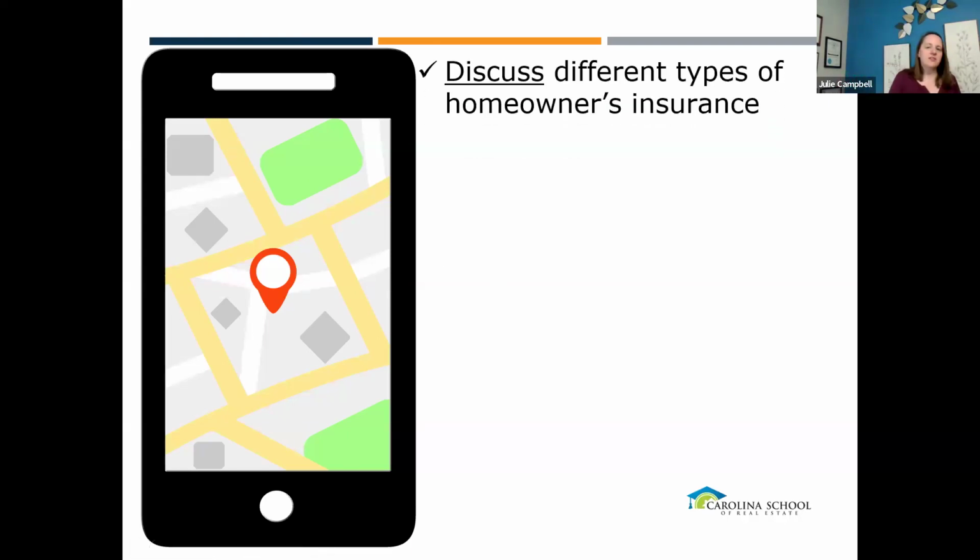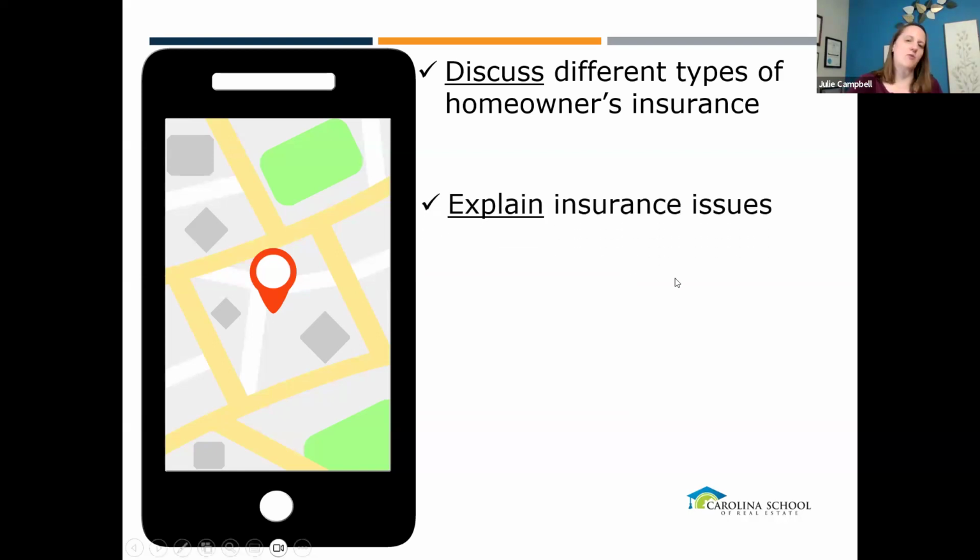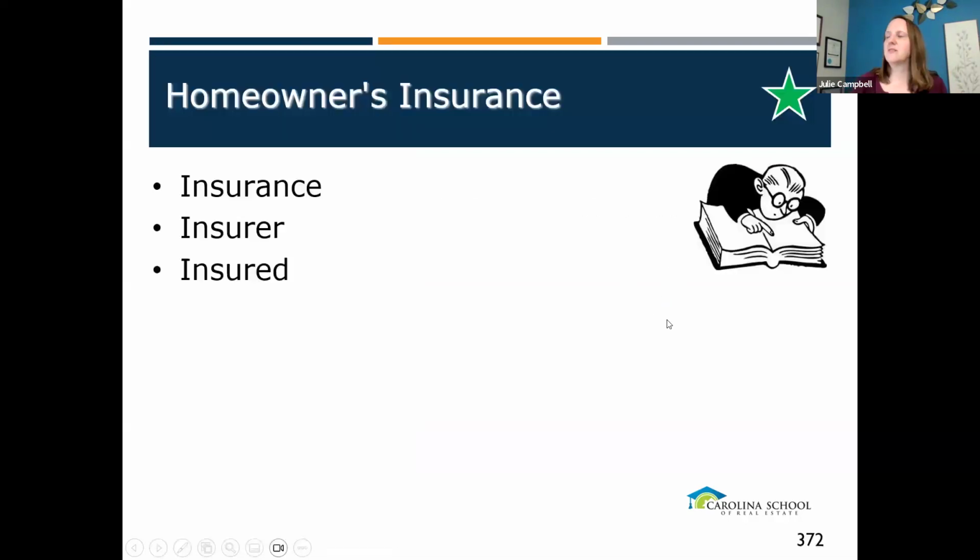So we're going to talk about the different types of homeowners insurance. We're going to explain some homeowners issues. We're going to talk a little bit more about flood insurance, for example. So to start this unit out, let's define some words. The insurance is the agreement between the insurer and the insured. It's a bilateral contract.